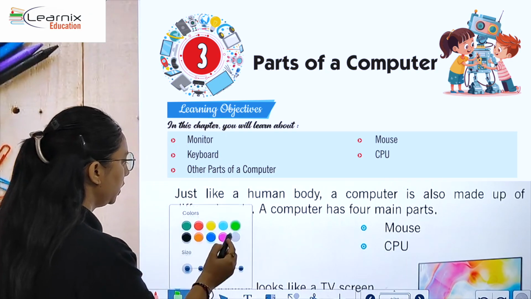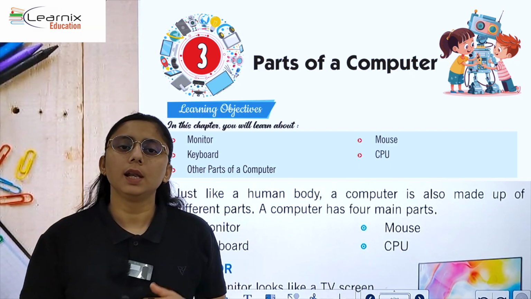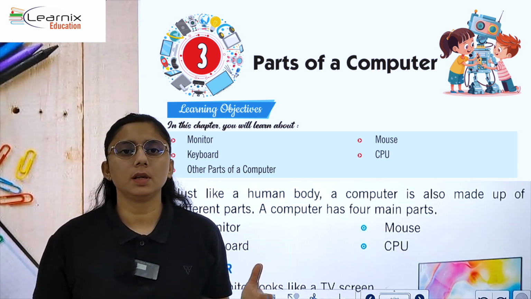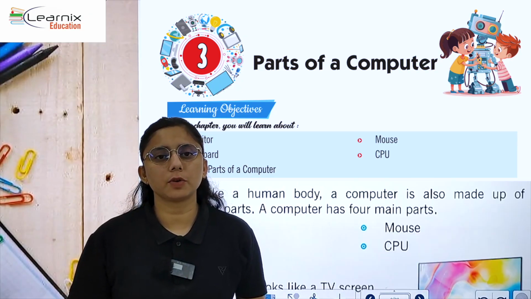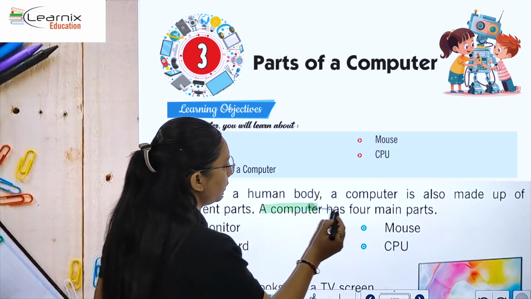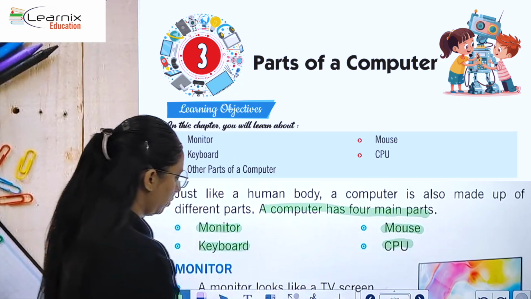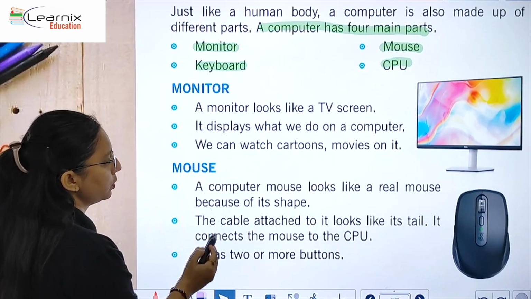Now, just like our human body has different organs, our computer also has different parts. Like it has monitor, CPU, keyboard, mouse. These are all the different parts of computer that we will study in this chapter. A computer has four main parts: monitor, keyboard, mouse, and CPU. These are the four important parts of the computer.